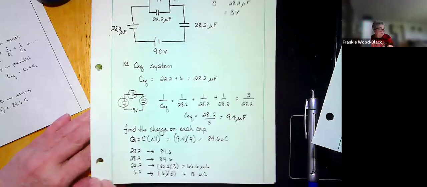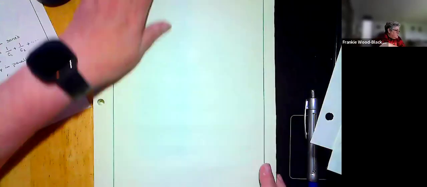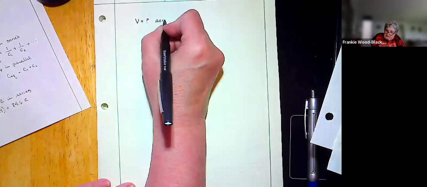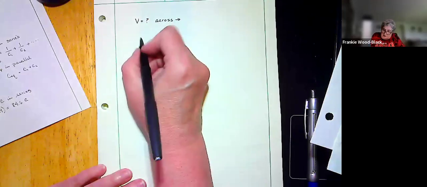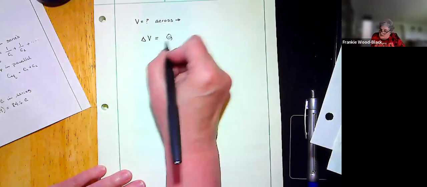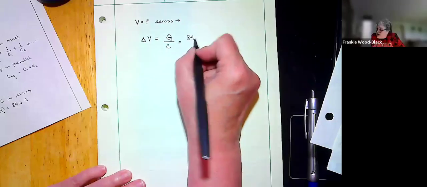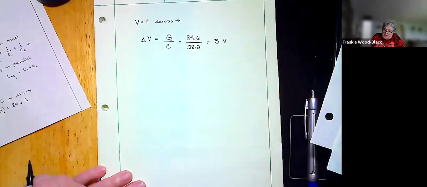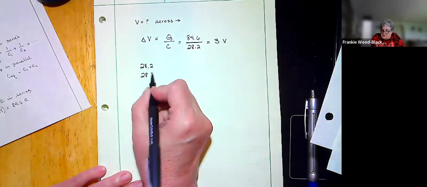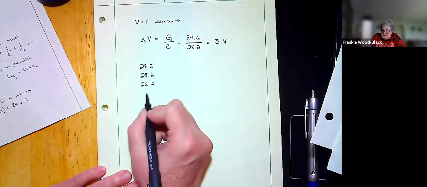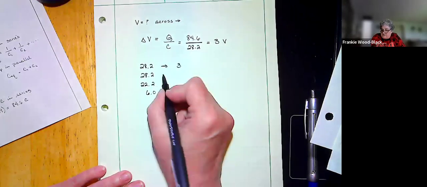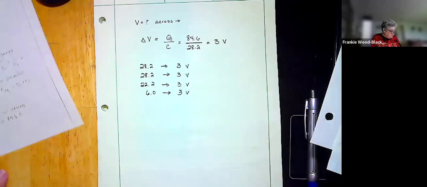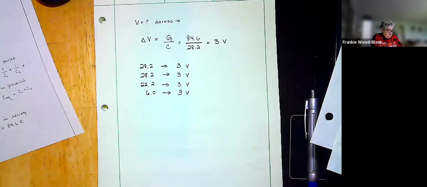We now want to find the potential difference across each one. And we already did that. That was our change, and our potential is Q divided by C. And each one of those had 84.6 divided by our 28.2, and that gives us our 3 volts. So across our 28.2, our 28.2, our 22.2, and our 6, each one of those is going to be 3 volts.